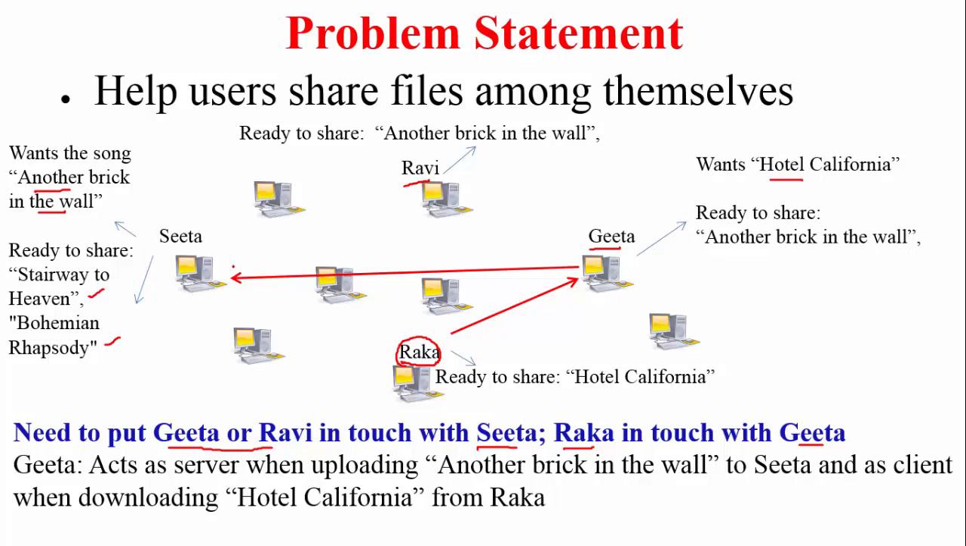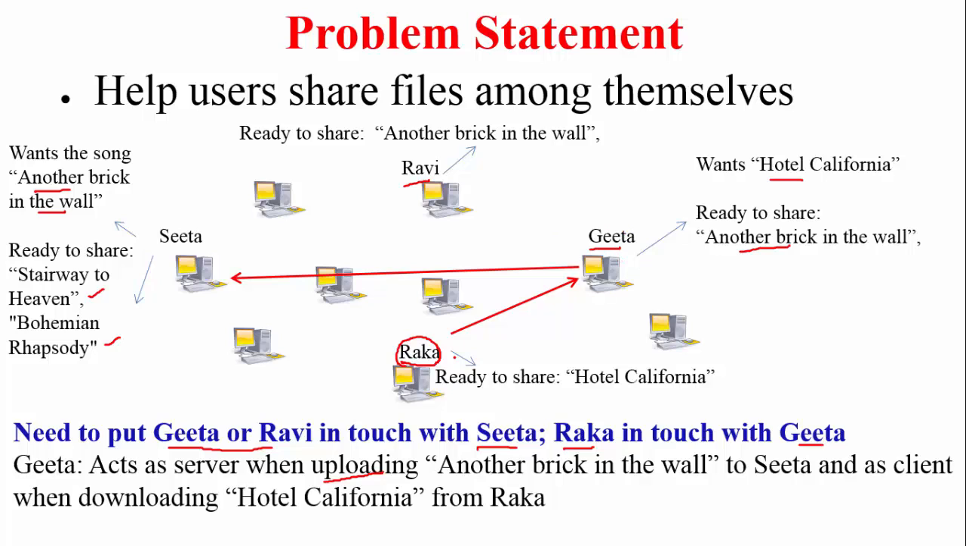Now let's say Sita chose Geeta to download this Another Brick in the Wall. From the perspective of Geeta, notice that she is acting as a server when she is uploading Another Brick in the Wall to Sita. That is, she is giving this file to Sita. That is what we use the term uploading for. And she is acting as a client when she is downloading Hotel California from Raka. So as you can see, Geeta is acting both as a server to Sita, and as a client to Raka.